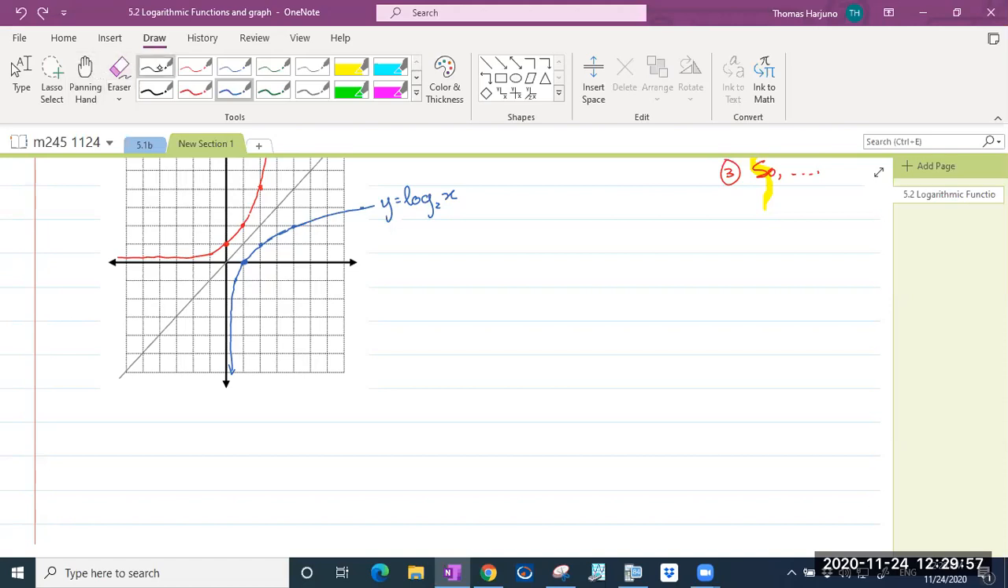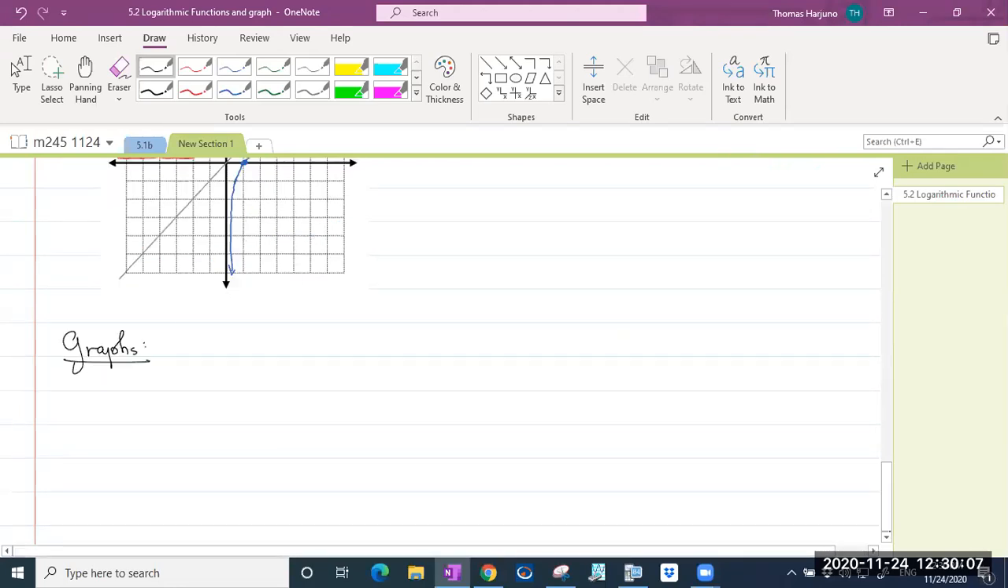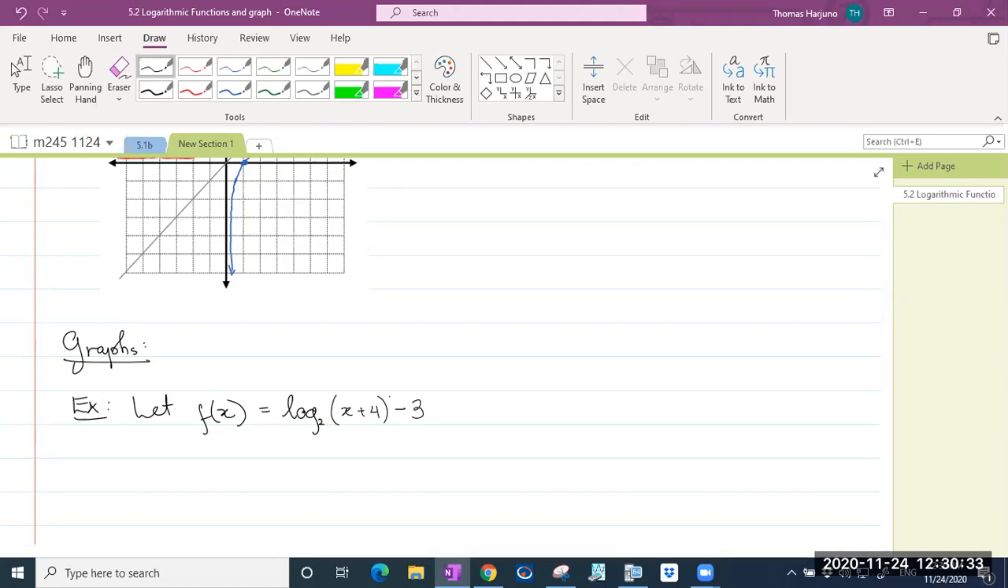But let's see the graph, for example, let f(x) equal log base 2 of (x plus 4) minus 3. Some students say that I use this function too often in my tests. So let me just go over it here.